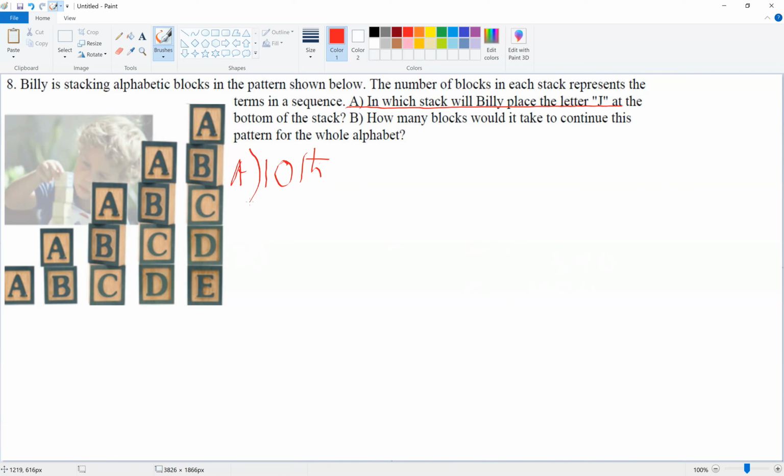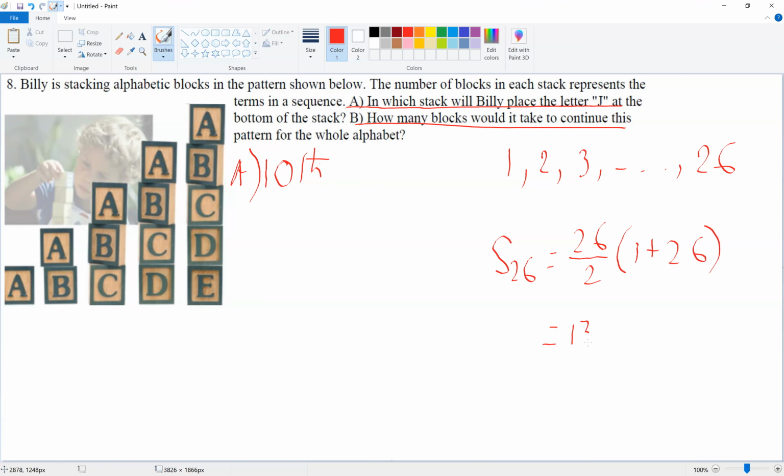we know the last one. The last one would be 26 because there are 26 letters. Very good. So S26 equals 26 divided by 2, and then it's 1 plus 26. Then it's 13 times 27, which is 351 blocks.